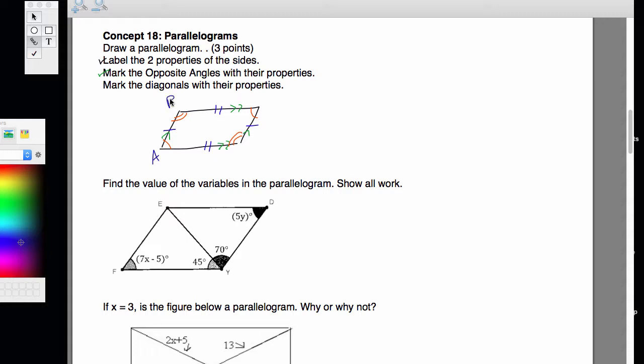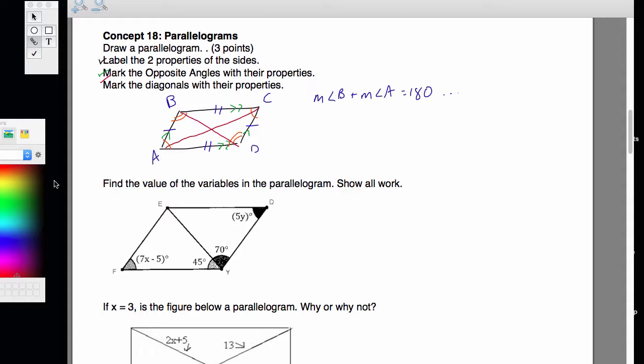If I even label these A, B, C, D, I know that the measure of angle B plus the measure of angle A equals 180, and so forth. So going around, angles that are next to each other, consecutive angles, are 180. In addition, it's asking me to label the diagonals with their properties. So I'm going to draw in my diagonals.